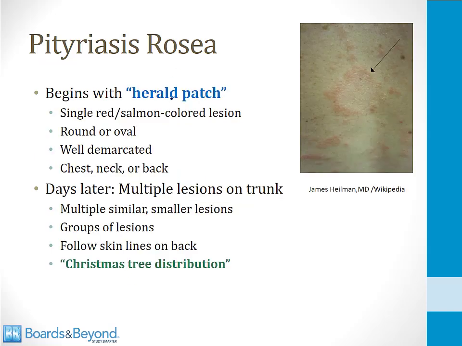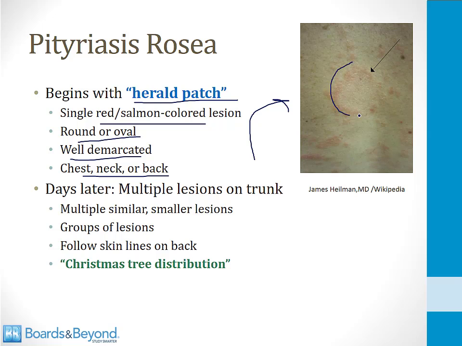Pityriasis begins with a skin finding called a Herald patch. This is a single red salmon-colored lesion that is round or oval and well demarcated, usually on the chest, neck, or back. This is a picture of one right here on the screen. This is a Herald patch here in the middle of the image.